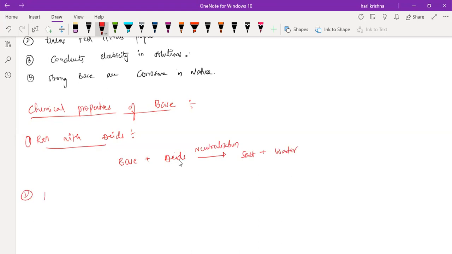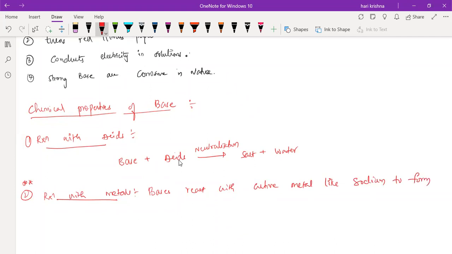The next one, reaction with metals. This is a previous year question. Last time we got this question in the exam. Again, bases react with active metals. Bases react with an active metal like sodium to form salt and water.